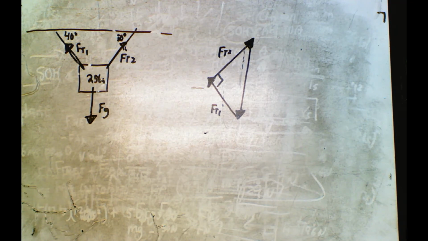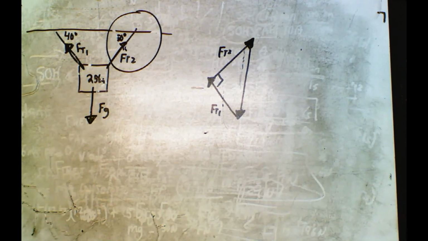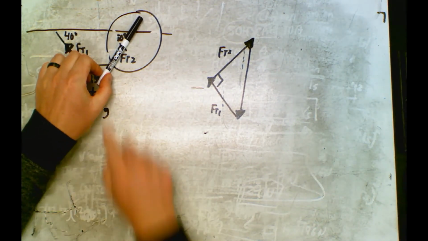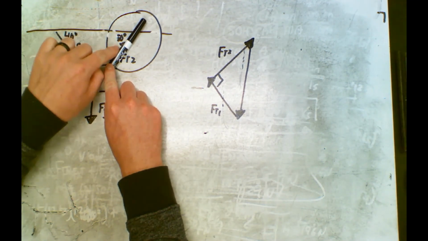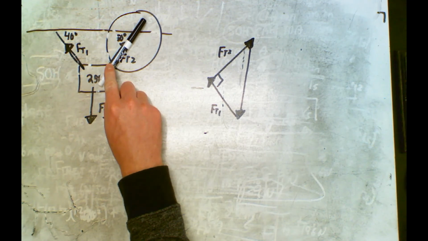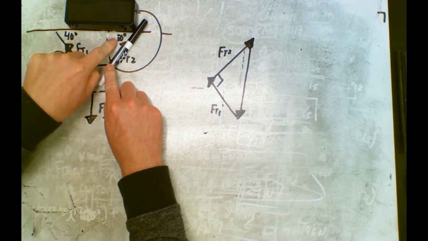People get weirded out by the angles, and the best angle to look at is right here. So FT2 goes up in this direction, and from the horizontal, it's 50 degrees from the horizontal. So this horizontal line here, right there, that's my horizontal line. It's 50 degrees from that line.